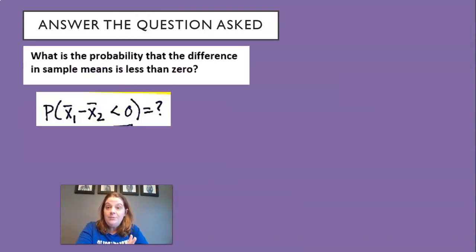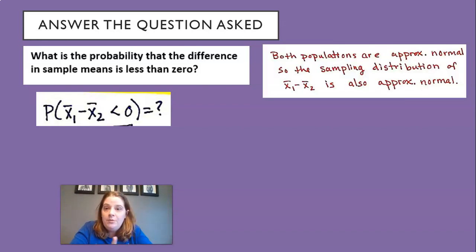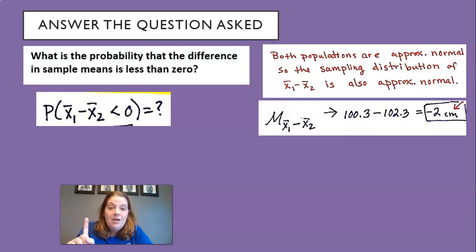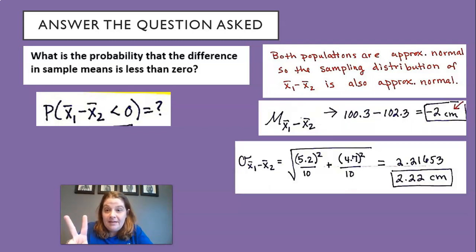So the question that was asked in this problem says, what is the probability that the difference in sample means is less than 0? That's like saying the probability that x bar 1 minus x bar 2 is less than or equal to 0. So what do we know? We know that both populations were normal, so the sampling distribution is normal. We know that the mean is -2. We know the standard deviation is 2.22.